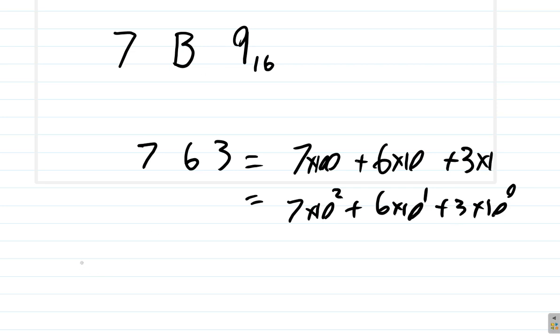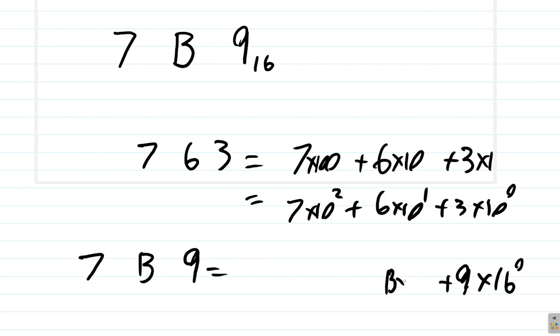Now, since this is 7B9, what we're going to have is 9 times, it is base 16, not base 10. So instead of 10 to the power, we have 16 to the power. It's 9 by 16 to the power of 0 plus B by 16 to the power of 1 plus 7 by 16 to the power of 2. Alright?